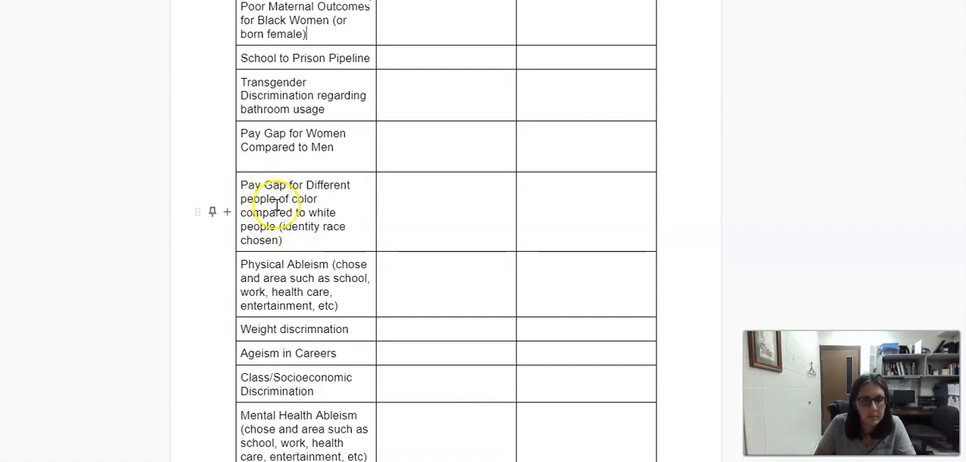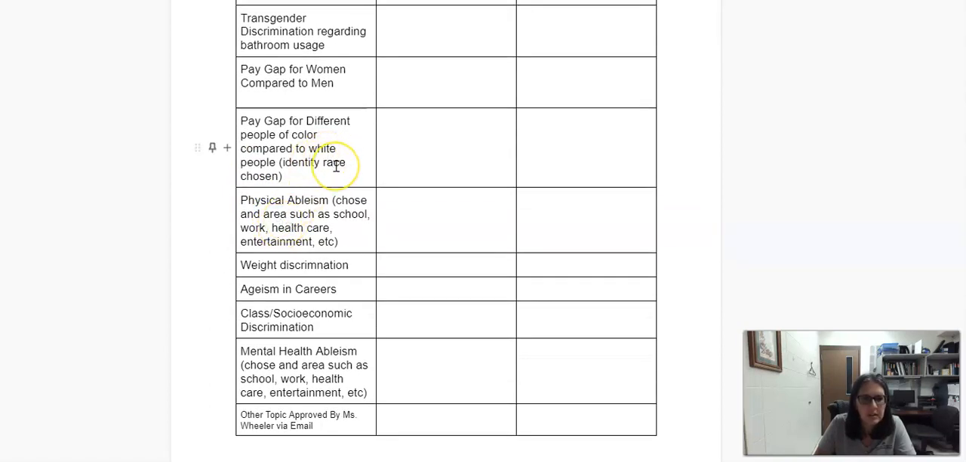pay gap for different people of color compared to white people. And choose either Black or African American, or Latino, indigenous populations. You can separate it out with many different ones. We have physical ableism. So like ableism, if we haven't talked about that, it's discrimination against people that are disabled. And so we usually consider it ableism now. We try to stay away from "the disabled." It's usually considered differently abled.